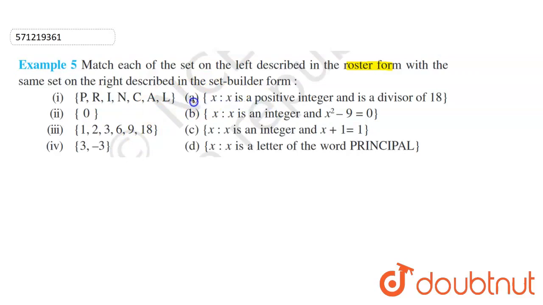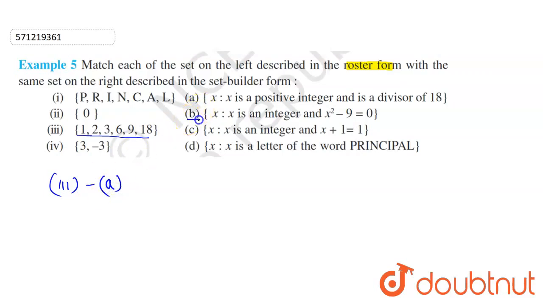So here let us solve this. In A part, this is x is an element of this set such that x is a positive integer and is a divisor of 18. Okay. So here you can see that in the third part these all are divisors of 18 and these are also positive. So that means third is matchable to A.